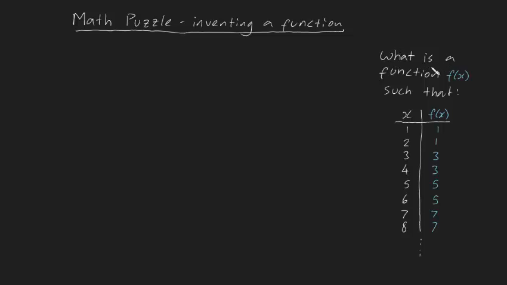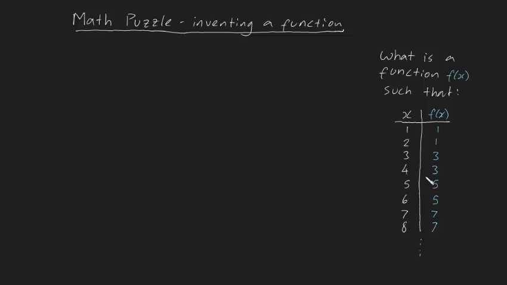What is a function, f of x, such that this is true? So if I were to give you a value of x, say 1, I need you to invent a function f of x which pops out 1. And if I give you a value of 2, that function needs to pop out a value of 1. And if I give you an x value of 3, that function needs to pop out a value of 3, etc., etc. And you can see the pattern here, okay?